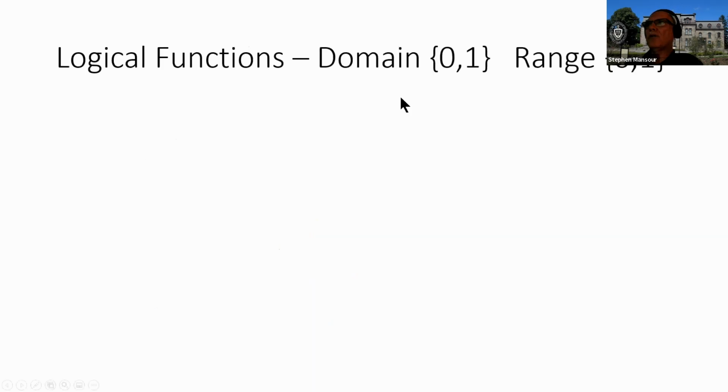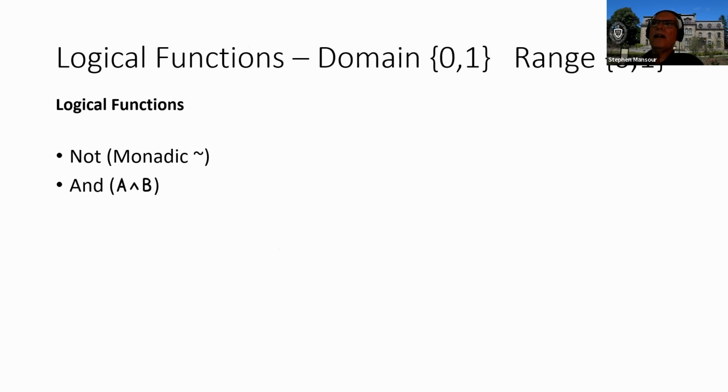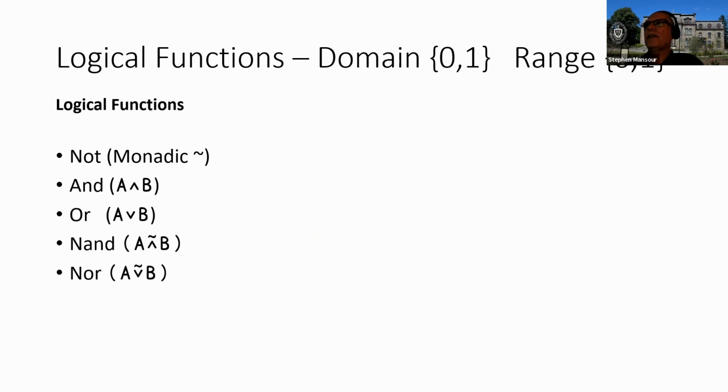So logical functions basically have a domain of 0 and 1 and a range also of 0 and 1. And not is the simplest one. You just change 0 to 1 or 1 to 0. But we also have and, or, and we also have NAND, not and, and NOR, not or. And these all take zeros and ones as inputs, and they return 0 and 1 as outputs.